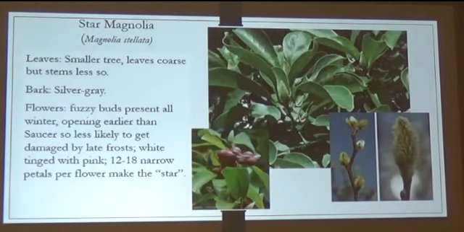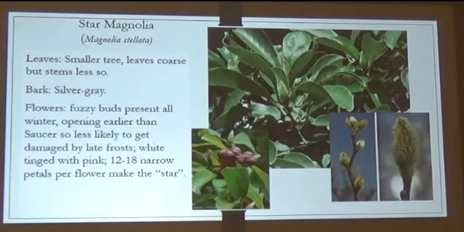Star magnolia is similar, but a lot smaller plant. And here you can see the fuzzy buds. There they are, fuzzy buds. Those are flower buds, so all of those will be flowers. And the saucer magnolia has those fuzzy flower buds too, as well as the star magnolia does. And you can see here how coarse these leaves are. And the saucer magnolia, because it's larger and everything about it's larger, those are larger leaves too. Bark is silver gray, like on the saucer magnolia, but a much smaller tree.